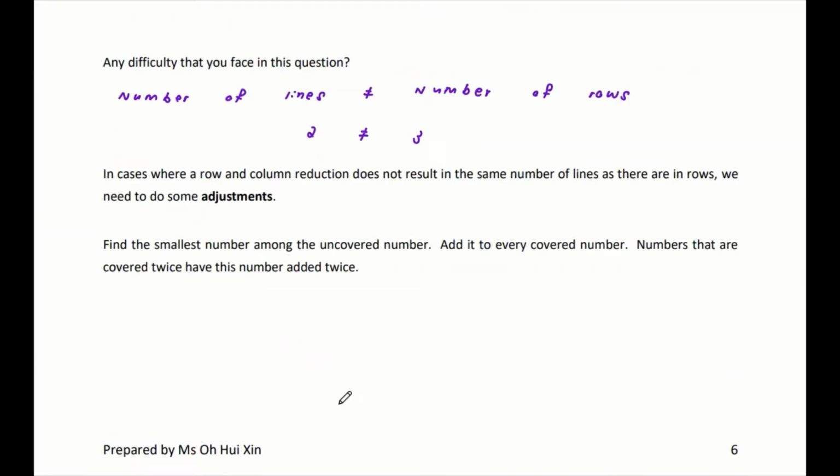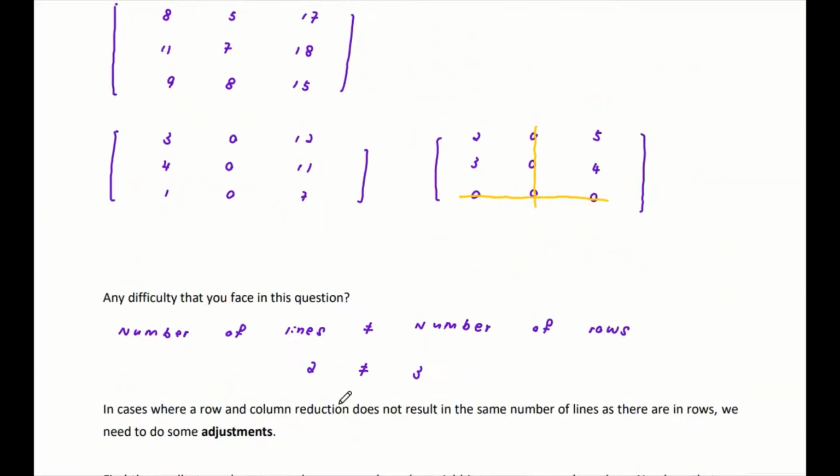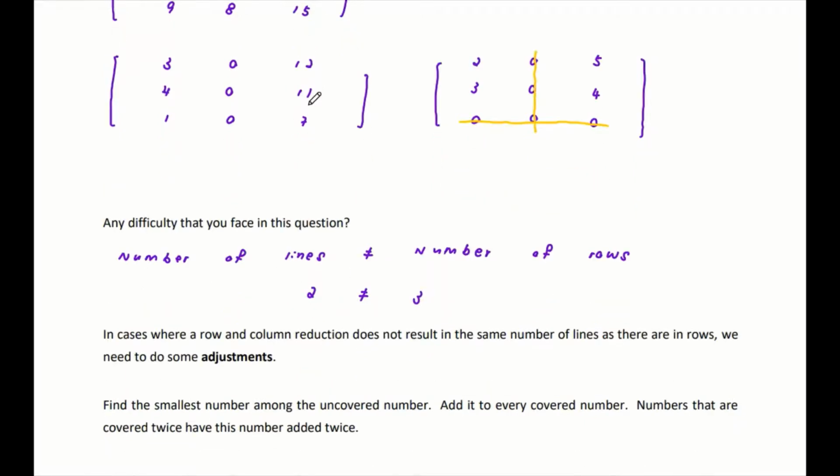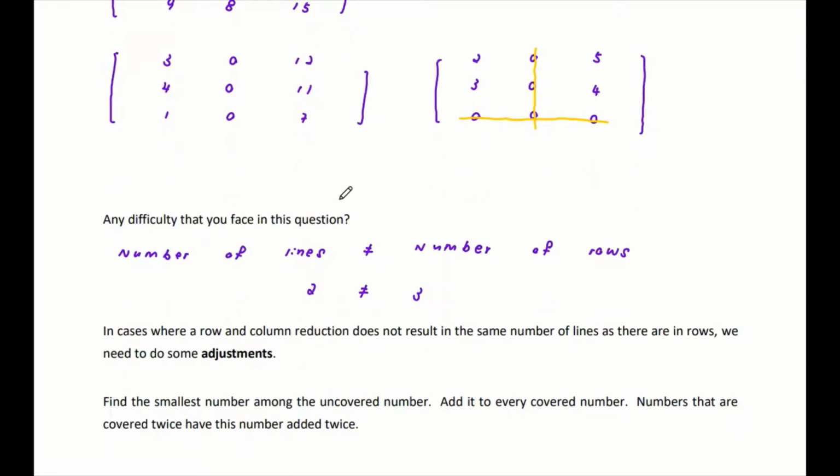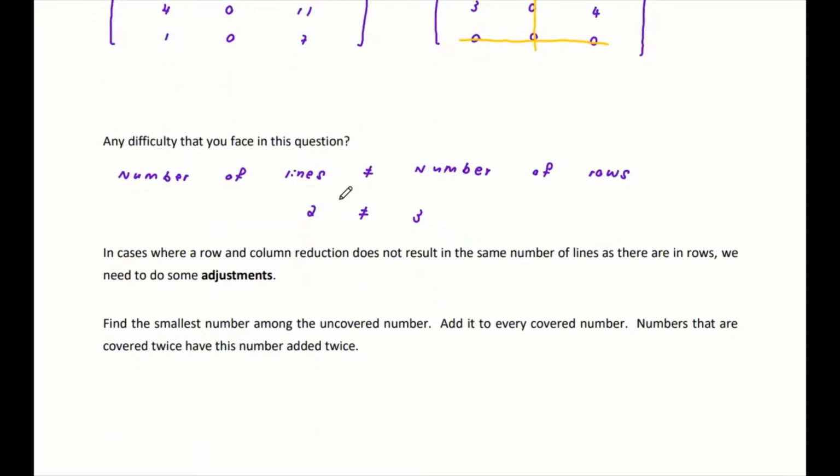So what we try to do here is, the reason why we are getting only 2 lines to cover is that the numbers we have over here are all small numbers, and after your reduction that actually gives you all the 0s. So what we try to do is bring up the small number to make it slightly higher, so that it is comparable to the other numbers.